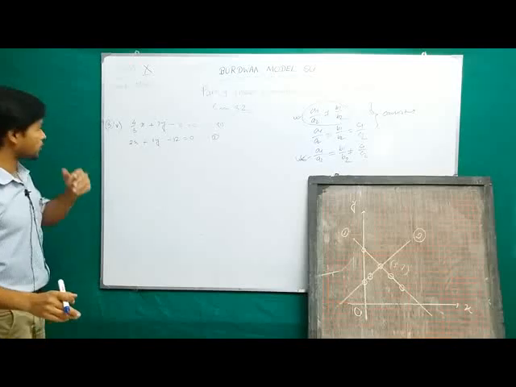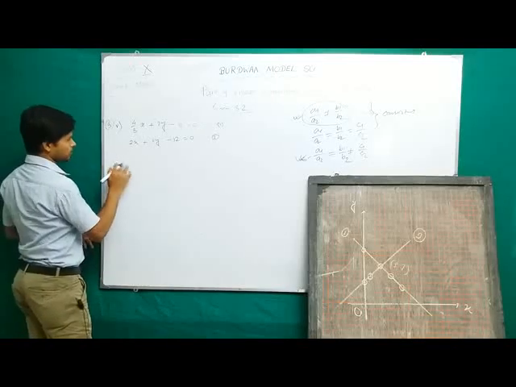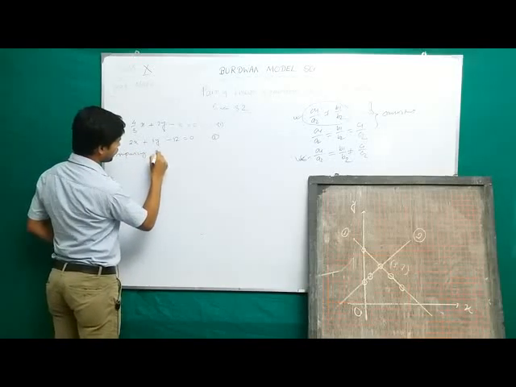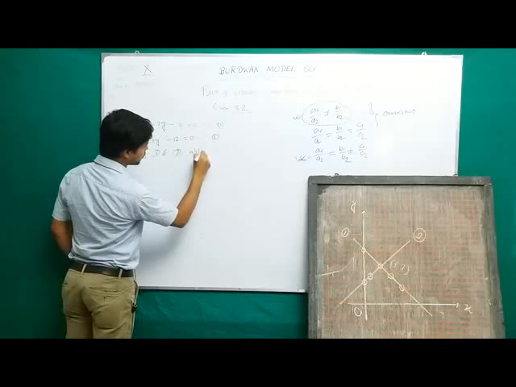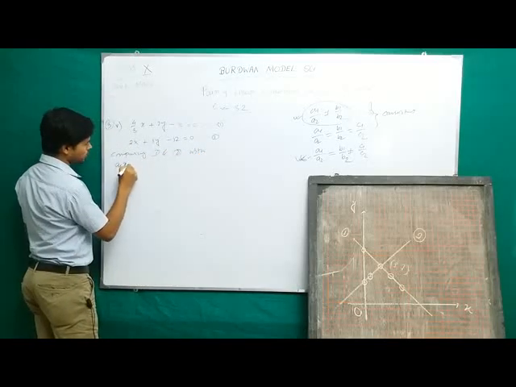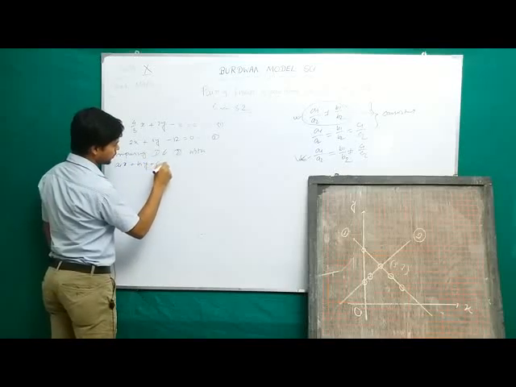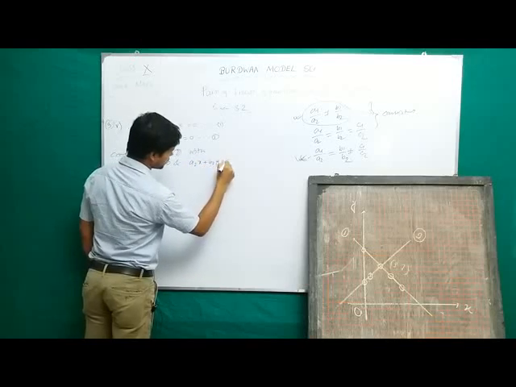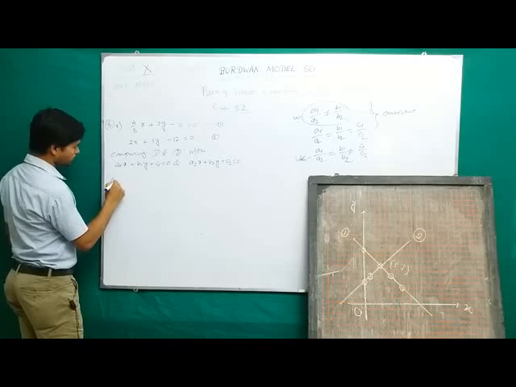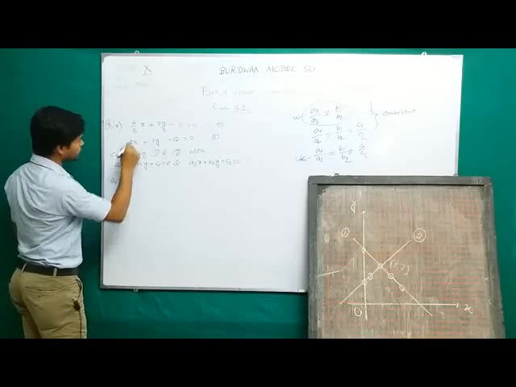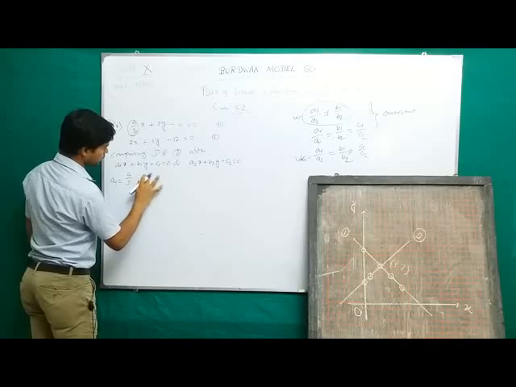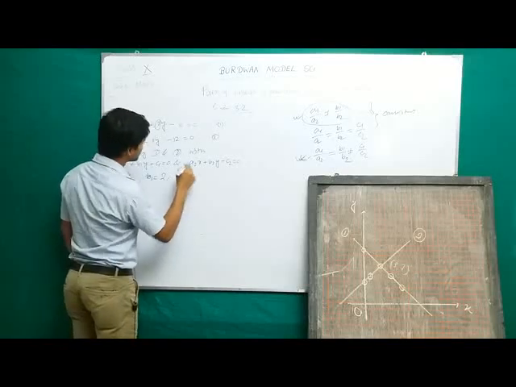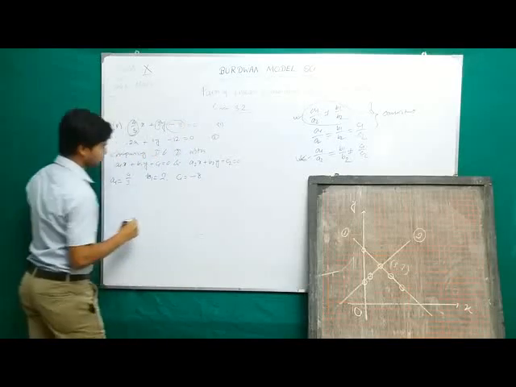So compare equation number 1 and equation number 2 with the standard pair of linear equations. Comparing 1 and 2 with a1x plus b1y plus c1 equal to 0 and a2x plus b2y plus c2 equal to 0, we have a1 equal to 4 by 3, b1 will be the coefficient of y, that is equal to 2, and c1 equal to the constant in the first equation, that is minus 8.